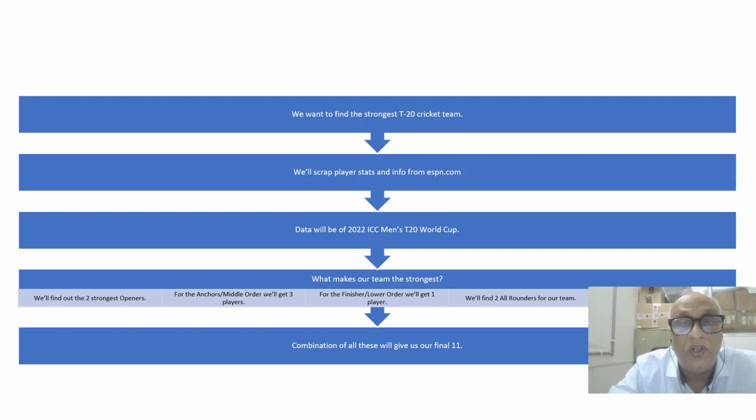The flow will be, our target is to find the strongest T20 cricket team. So our source of data will be ESPN.com. From ESPN.com we'll be scraping the data, and that data will be related to the T20 World Cup, that too 2022. And the criteria for making our team strongest of 11 members is, we'll find the best 2 openers, best 3 middle order players, best 1 low order player, 2 all-rounders and 3 specialist fast bowlers. If I combine them, this will become 11 players.